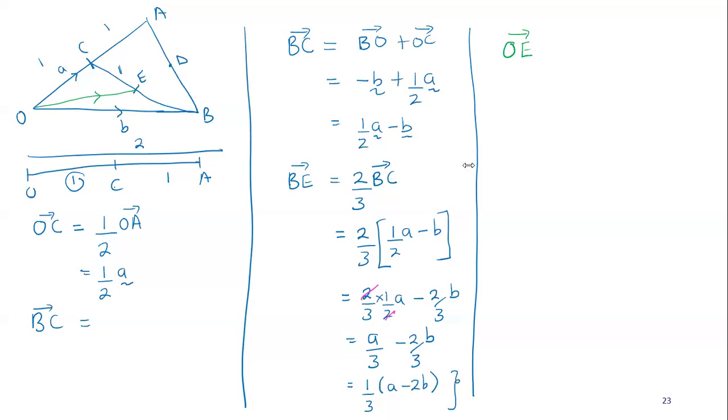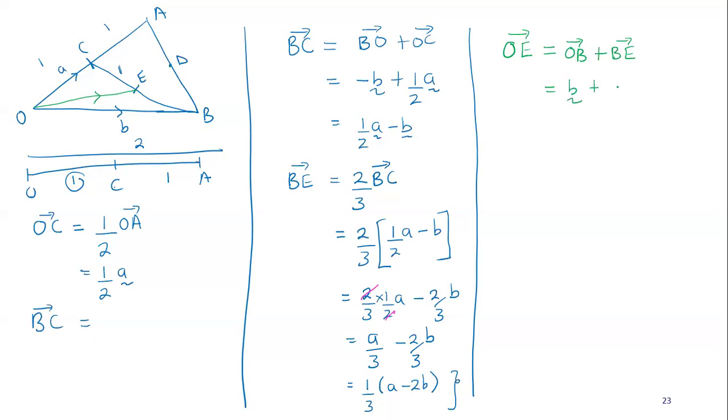O to E. Oh, Michelle? Okay, sir. Okay. O to E is equal to OB then plus EB or BE plus B to E. Very good. What is our O to B? Our O to B is B.